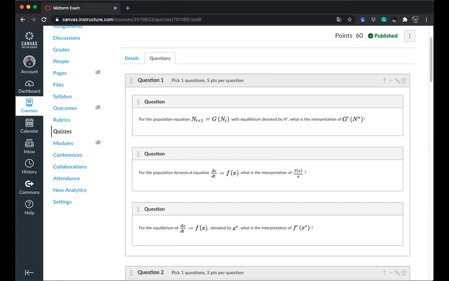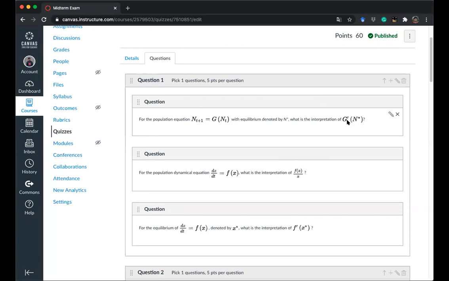But most of you have interpreted this question slightly differently. You basically have gone on to say that using this value G prime n star, we can calculate stability. If the modulus is between -1 and +1, it's stable. If it's outside, it's unstable. Which is also right, by the way.